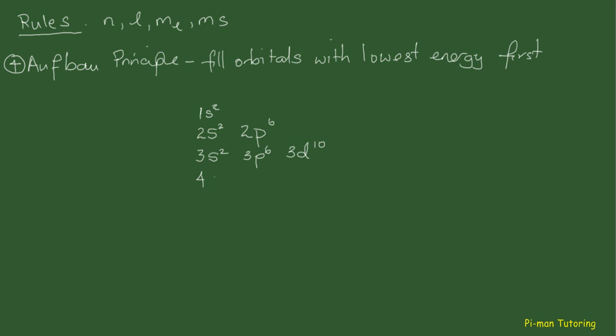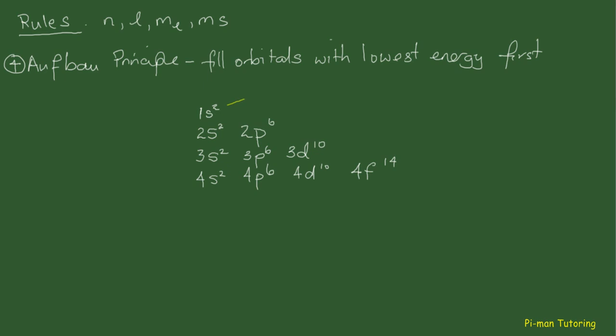We usually stop at 4, so 4s2, 4p6, 4d10, and here we have 4f14. So if you can write this simple table, then you can easily see the sequence in which the energy levels should be filled. And basically you use the diagonal.